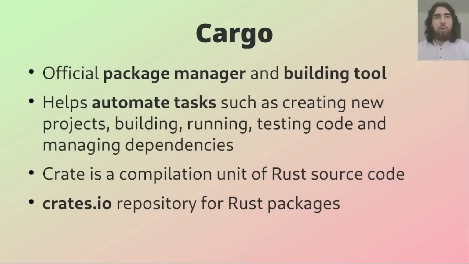Let's take a look at Cargo. Now, Cargo is the official package manager and building tool in Rust. It helps automate tasks such as creating new projects, building, running, testing code, and managing dependencies. A crate is a compilation unit of Rust source code. So basically a crate is the smallest amount of code the Rust compiler considers at a time. And crates.io is the repository for Rust packages.